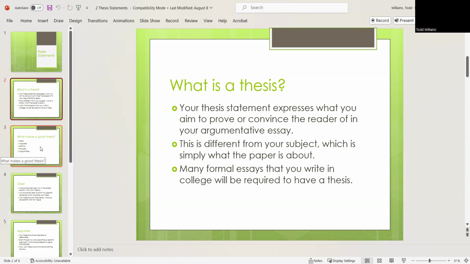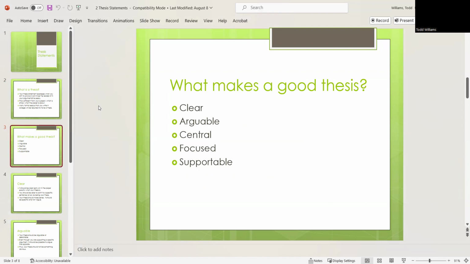So let's talk about what makes a good thesis. And I think there are 5 things that make a good thesis. It should be clear, arguable, central, focused, and supportable. And I'm going to go through each one of these.